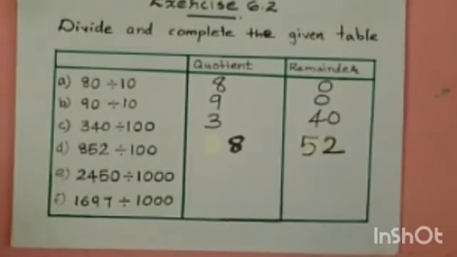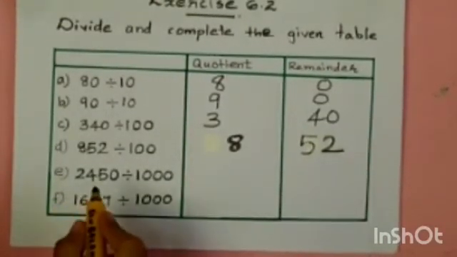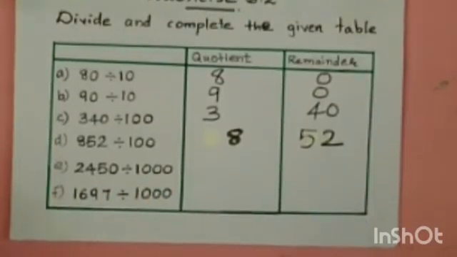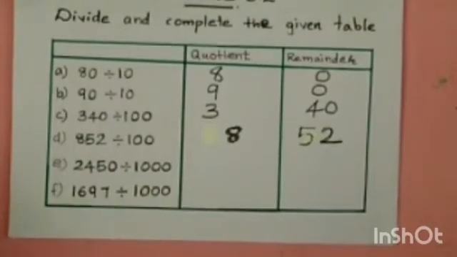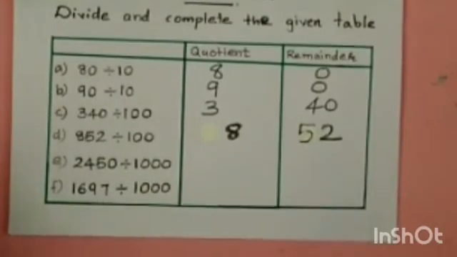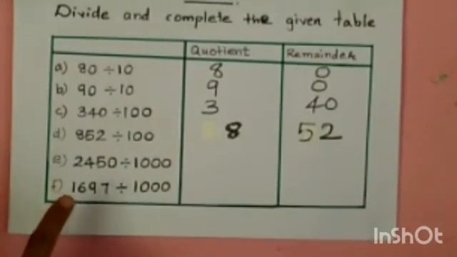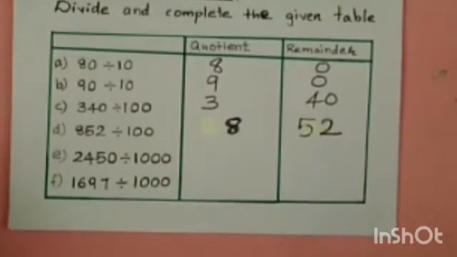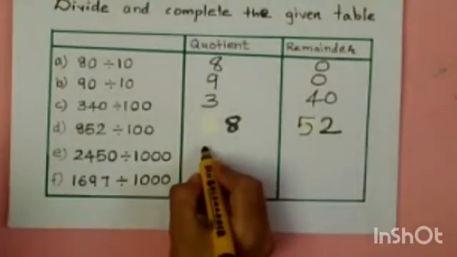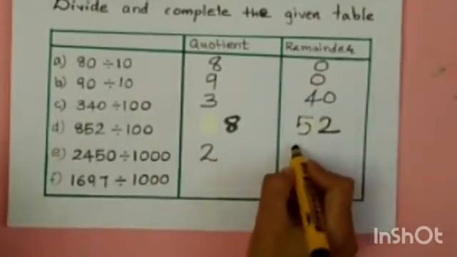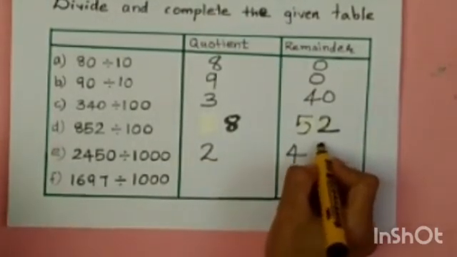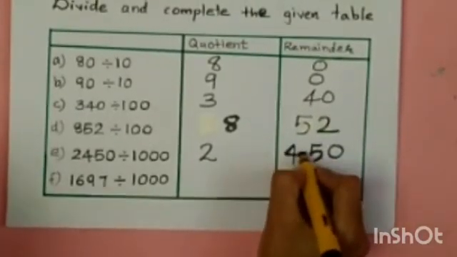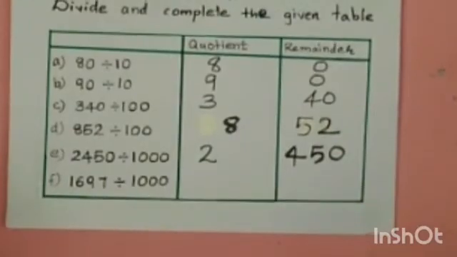The E question is 2450 divided by 1000. You know that 2 into 1000, 2000s are 2000. So the quotient is 2. Remainder is 450.